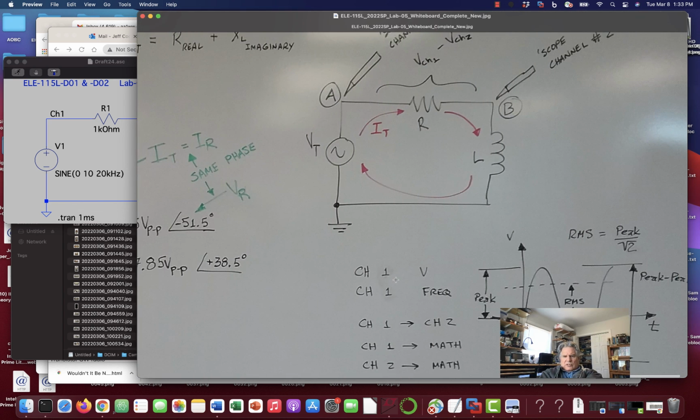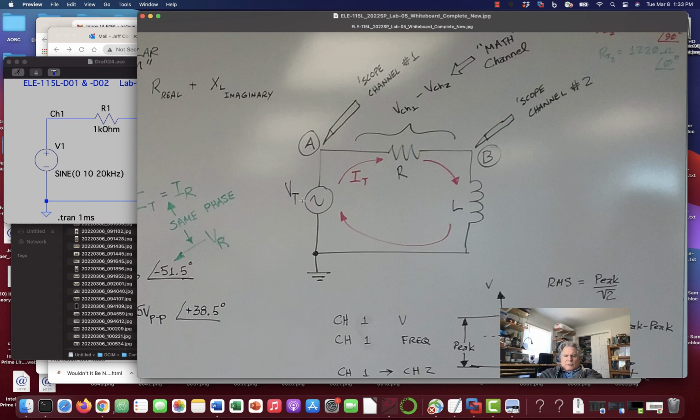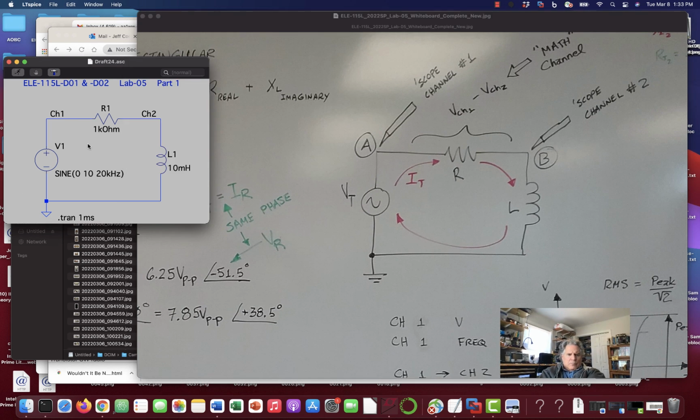I just want to see if there's anything else here. This was our setup, by the way. We had our sine wave generator. There was a node A in the circuit, and it went to scope channel number 1. There was a node B in the circuit, it went to scope channel number 2. And then there was a math function, which was channel 1 minus channel 2. And that's how we could pick up the voltage across the resistor and infer the current through the resistor, and therefore the total current of the circuit.